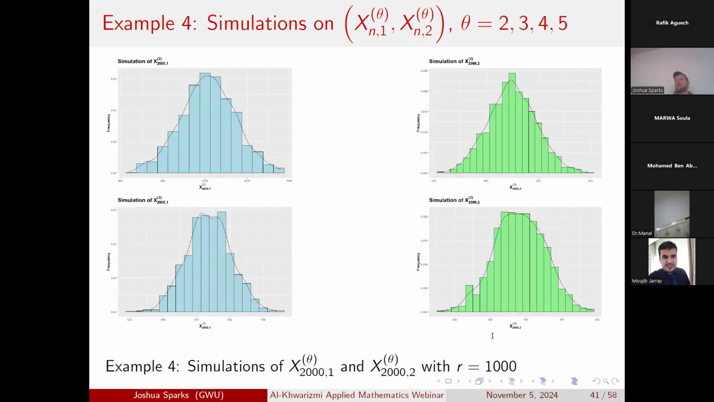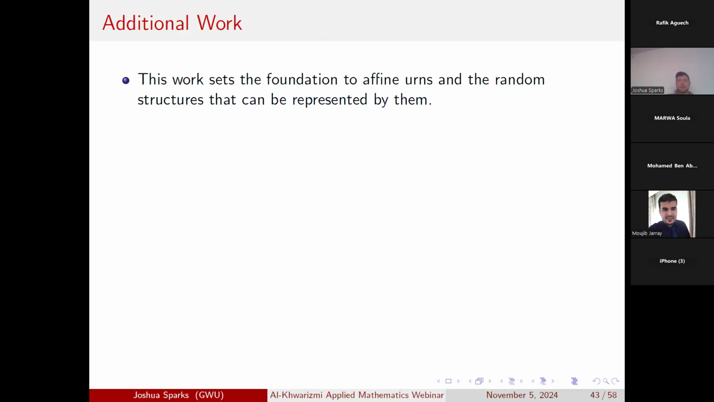In simulation, you can also see, even at 2,000 draws, that these hyper-recursive trees seem to follow the normal distribution. This idea deals with a foundation of affine urns, random structures, and what is represented by them.